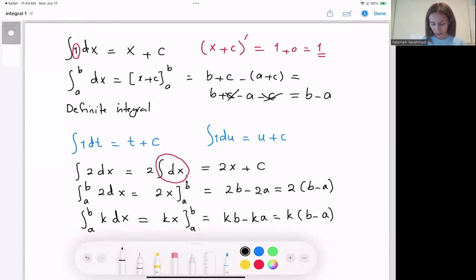So generally, you can just write the integral of any number multiplied by dx. And then for dx, you can switch it by dt or du. It doesn't change the fact, it doesn't change the process. You only change the variable here.